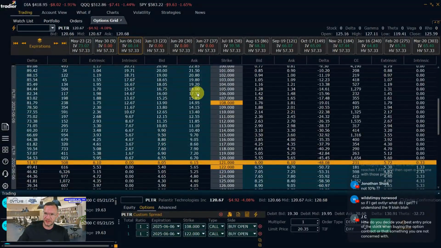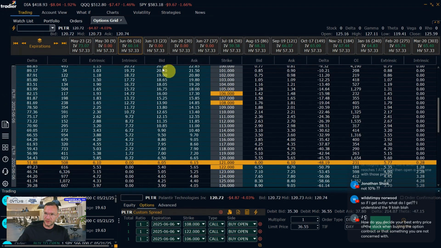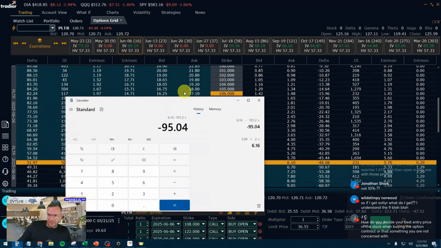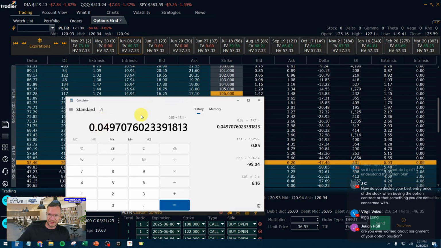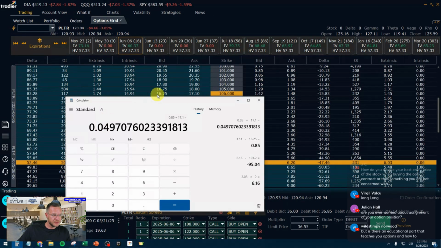Let's see if we can find a decent example like that. Actually, here we go. The 106 strike on Palantir June 6th is $1.30 wide. Meaning, if I bought it at 17.10, it's not quite $1.30, but we'll go with it. If I bought it at 17.10, and then I had to sell it back at 16.25, that's 85 cents on the spread. 85 cents on 17.10 is 5%. So I have to give up 5% just for the privilege of buying it and selling it back.